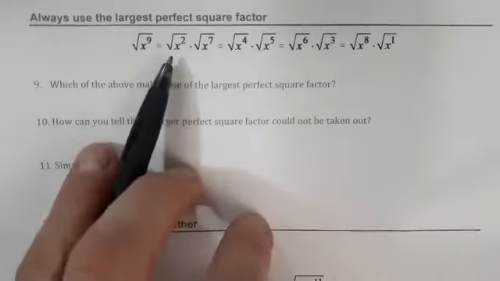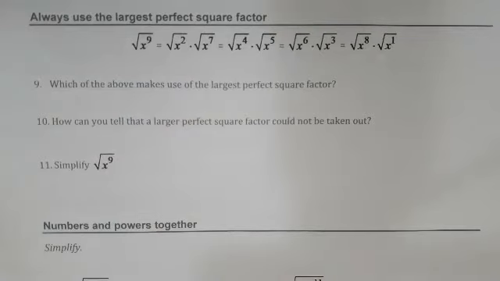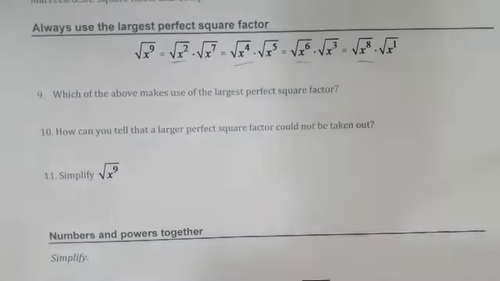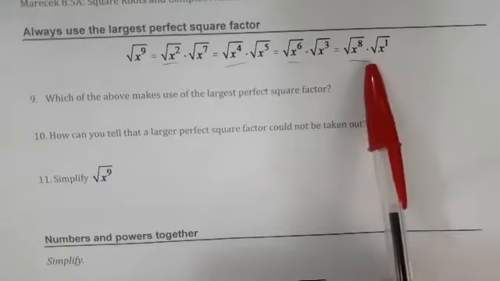So what they're saying is to look along here at the perfect squares. So the even number exponents, so at these perfect squares, 2, 4, 8. Which one of those is the largest? This one.